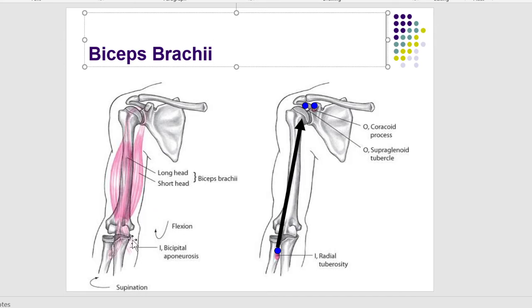The insertion is at the radial tuberosity of the radius. That's why when the biceps contracts, there is an accessory motion that happens, which is supination, because the biceps can supinate the forearm if the forearm is in pronation. When the forearm is in prone, your biceps helps the supinator to supinate the forearm, especially when resistance is applied. Okay?